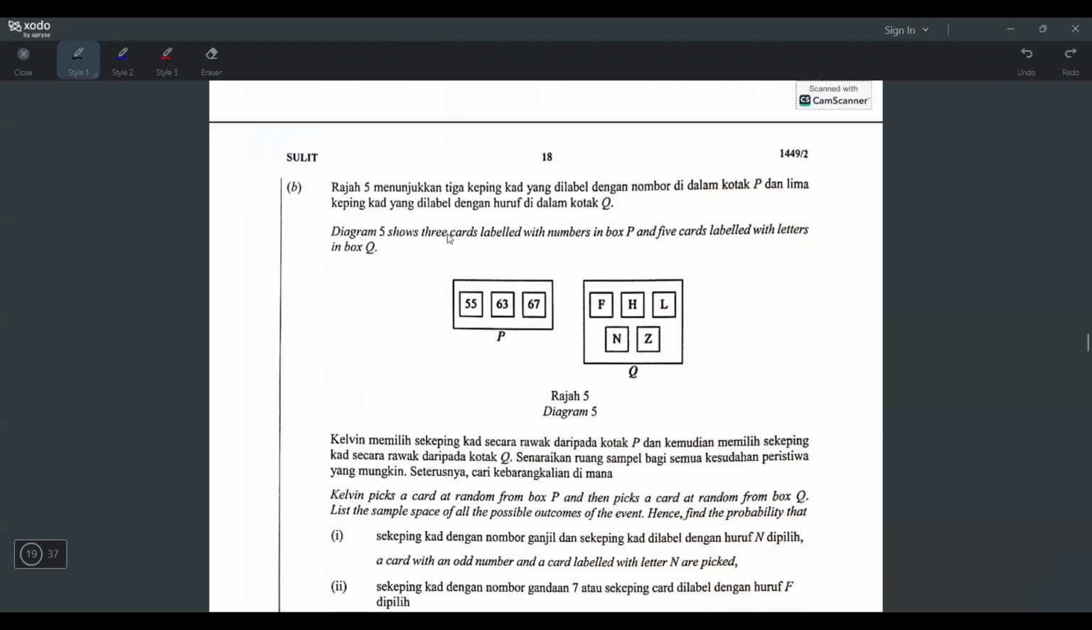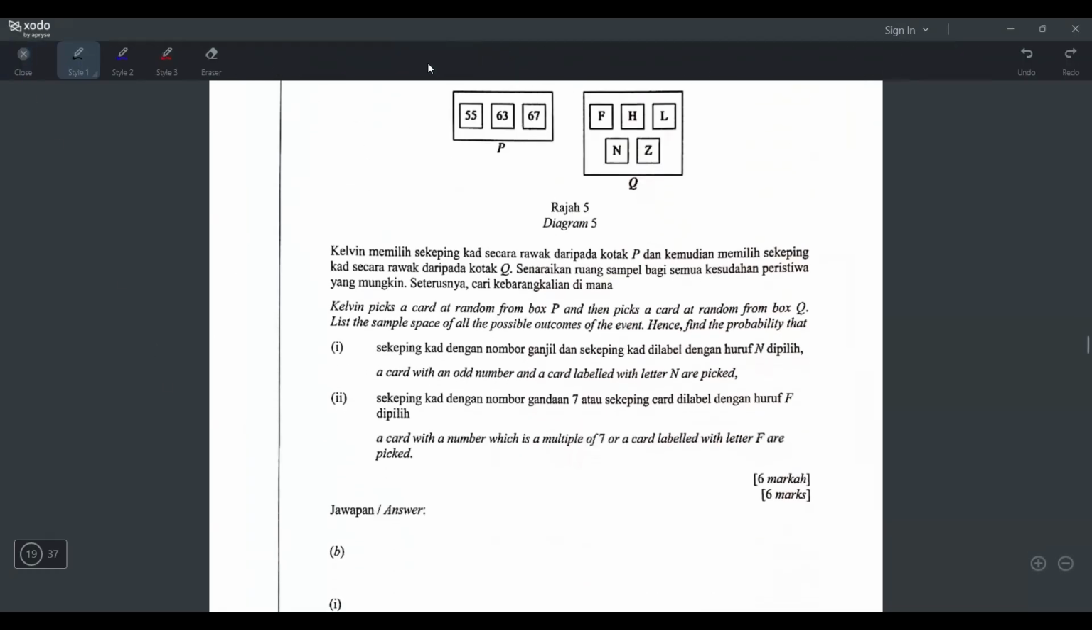Okay, let's continue with question B. Let's read first. Diagram 5 shows 3 cards labeled with numbers in box P. So we can see there are 3 cards. And then 5 cards labeled with letters in box Q. So in box Q, it's 5 letter cards, and box P is like 3 number cards. Okay, no problem. Let's keep reading.